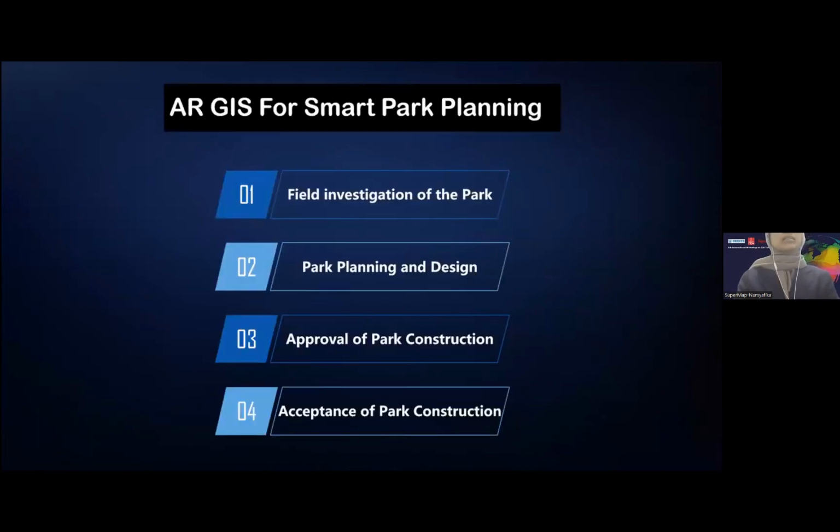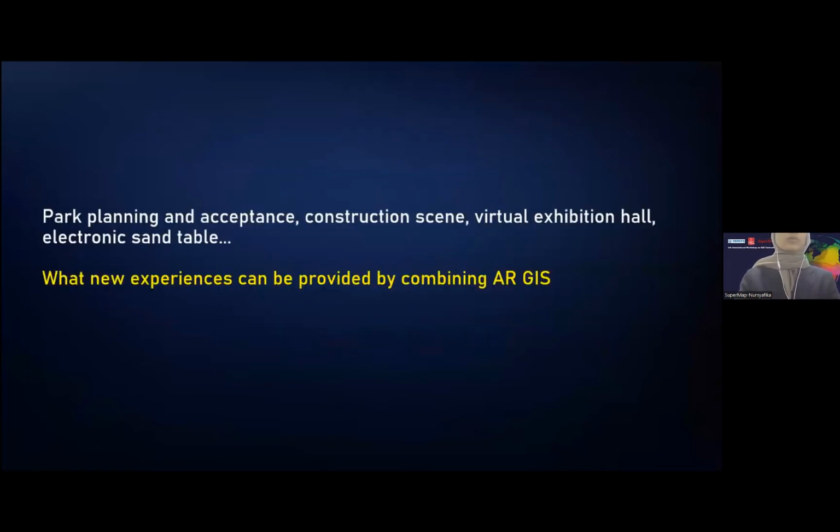These are the steps for smart park planning. Of course, firstly, we need to do the field investigation of the park. Later, we proceed with the park planning and design, and after we have done all of the planning and design, we can have the approval and acceptance of the park construction. We can imagine what kind of new experience we can have by combining both AR and GIS for the smart park application, like maybe a virtual exhibition hall and so on.